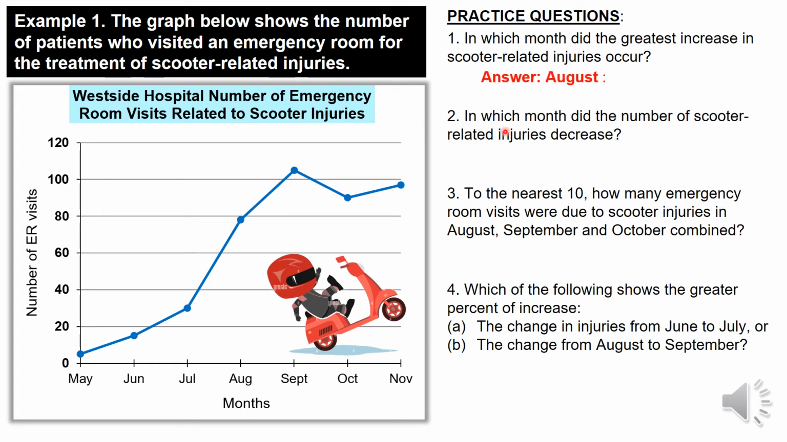Question number 2. In which month did the number of scooter-related injuries decrease? So we only have to see the line that goes down. And here we have October.